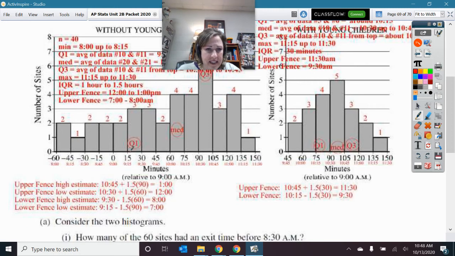Q1 was between 9:15 and 9:30. And Q3 was between 10:30 and 10:45. Anyway, I ended up thinking that in this one over here, which was very much less varied, we ended up saying that Q1 was basically right on this.